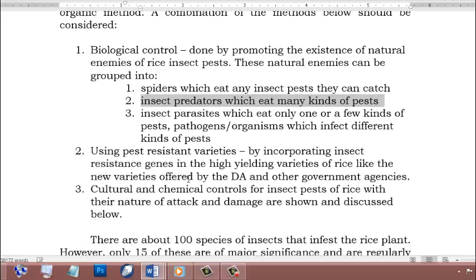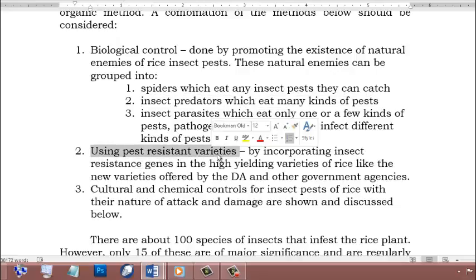Second to biological control, we have using pest-resistant varieties. In the market, we can find these resistant varieties. There are many varieties available there, made by incorporating insect-resistant genes in high-yielding varieties of rice, like the new varieties offered by DA and other government agencies. So if these pest-resistant varieties are the ones planted in our rice field, they will reduce the damage caused by pests that are chewing, sucking, and disturbing the growth of our rice.